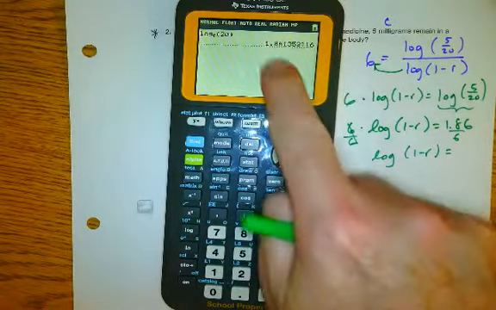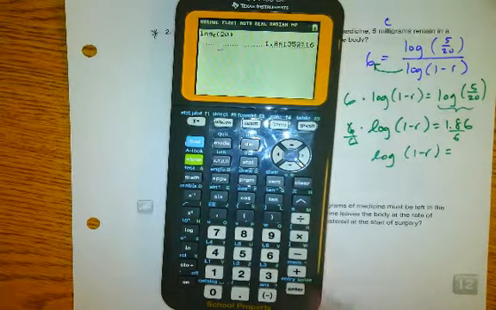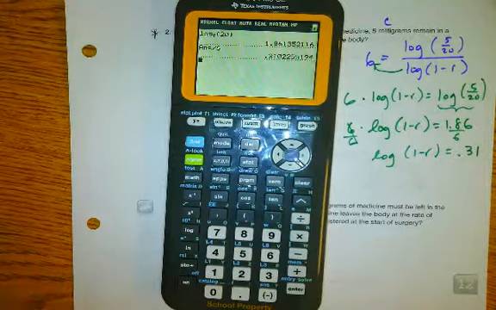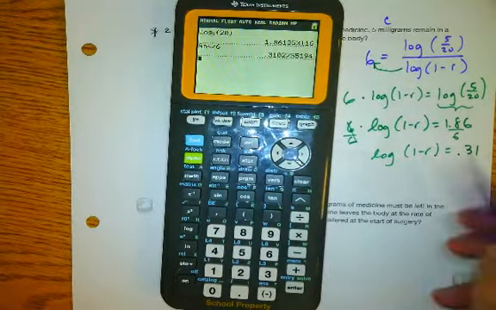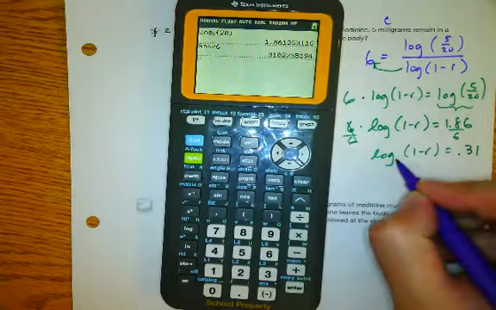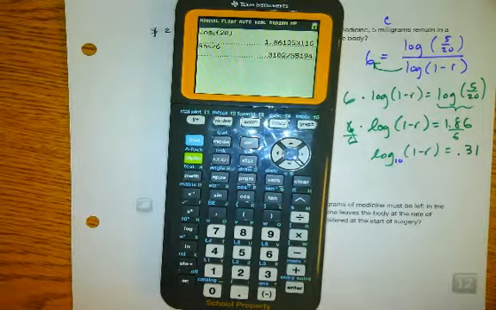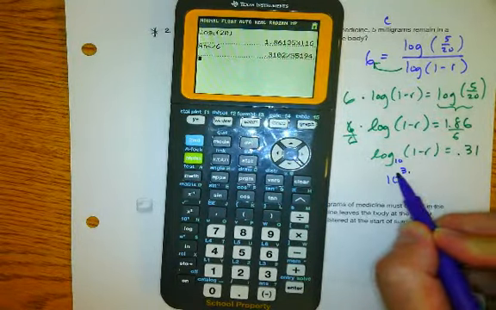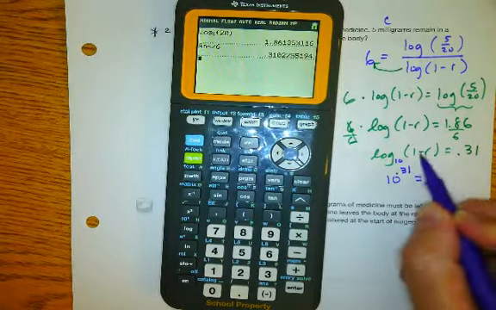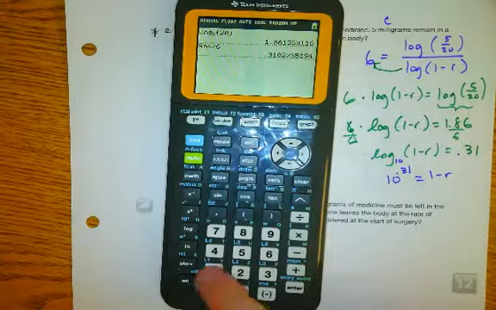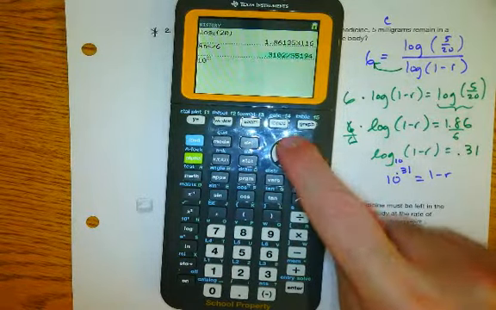And we're almost done. The problem is now we can't really do much with this because we can't type log 1 minus R in the calculator unless we remember that's base 10. And now we can rewrite it as an exponent. So we're going to do our E for exponent. 10 to the 0.31 power is 1 minus R. And now we're almost done. So we're just going to go 10 to this power. I'm just going to go grab it real quick. 10 to the power of 0.31, and that's going to equal 2.04.